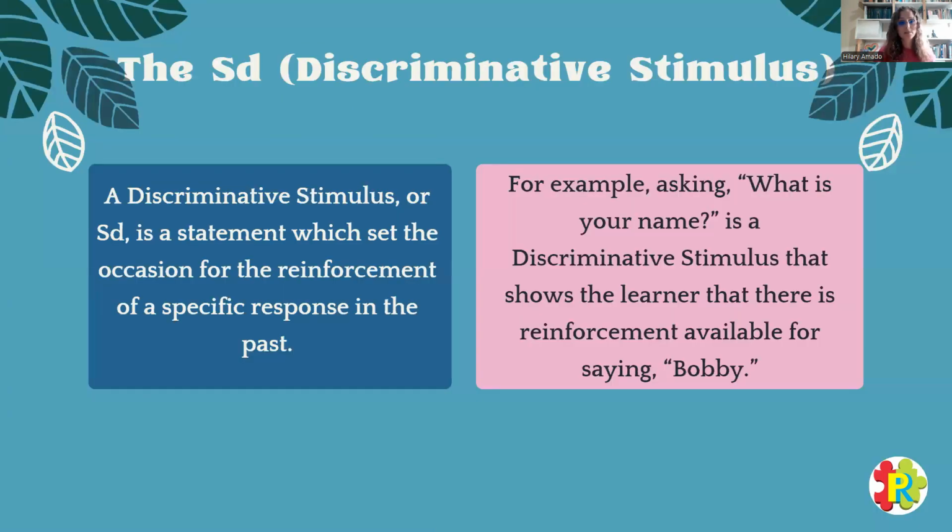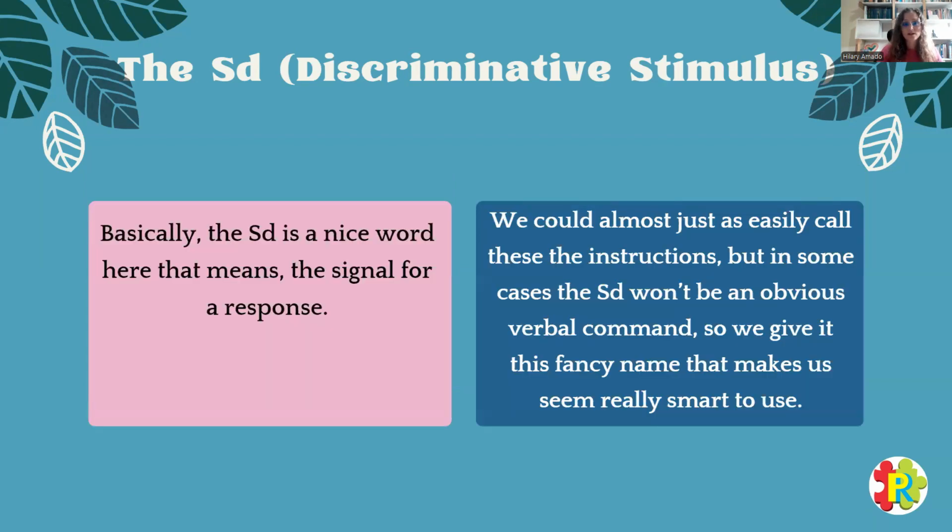A discriminative stimulus, or SD, is a statement which set the occasion for the reinforcement of a specific response in the past. So, for example, asking, "What is your name?" is a discriminative stimulus that shows the learner that there is reinforcement available for saying Bobby. Basically, the SD is a nice word here that means the signal for the response. You could almost just as easily call these the instructions, but in some cases, the SD won't be an obvious verbal command. So we give it this fancy name that makes us seem like really smart.